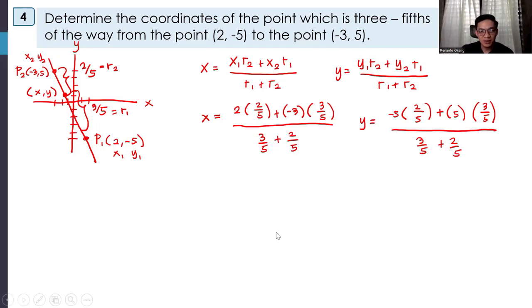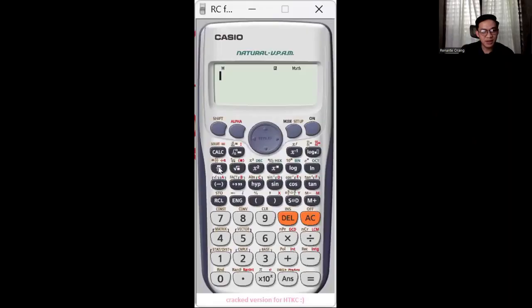Okay, so let's calculate this one. First one is yung x natin. We have 2 multiplied by 2/5 plus -3 multiplied by 3/5. Ayan. Then, sa baba, 3/5 plus 2/5. Obviously, no? 1 yung sa baba. Pero sige lang, i-type lang natin. The answer is -1. How about yung sa ating y?